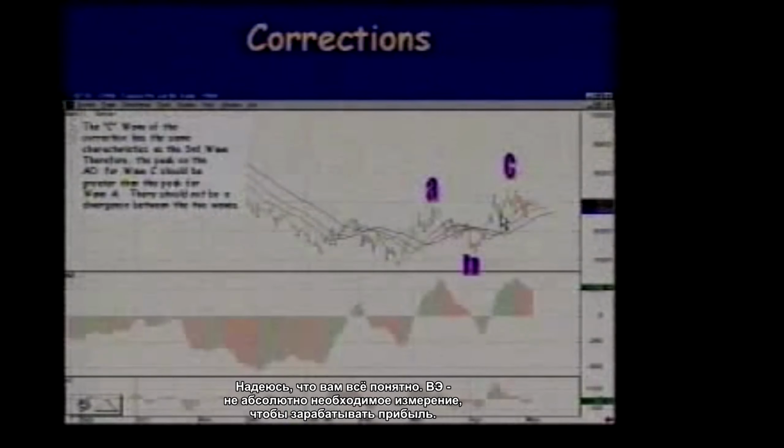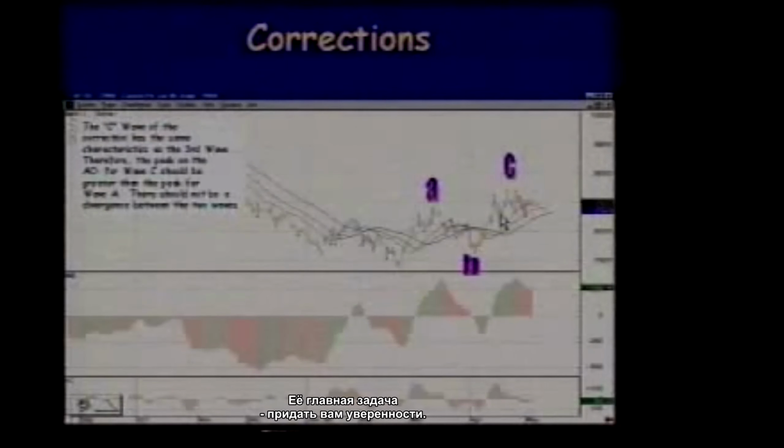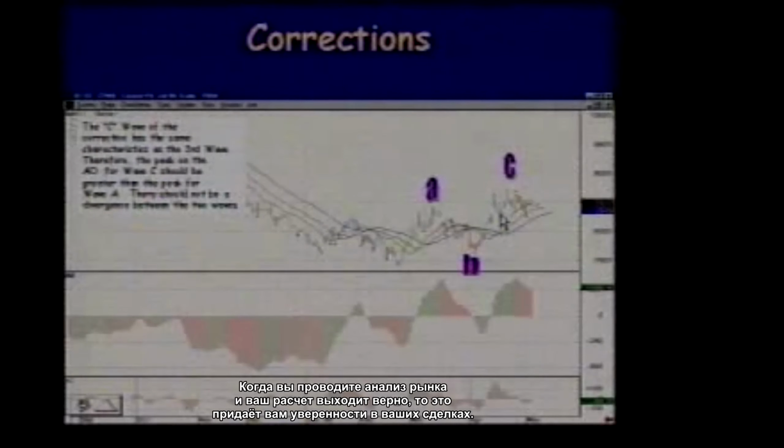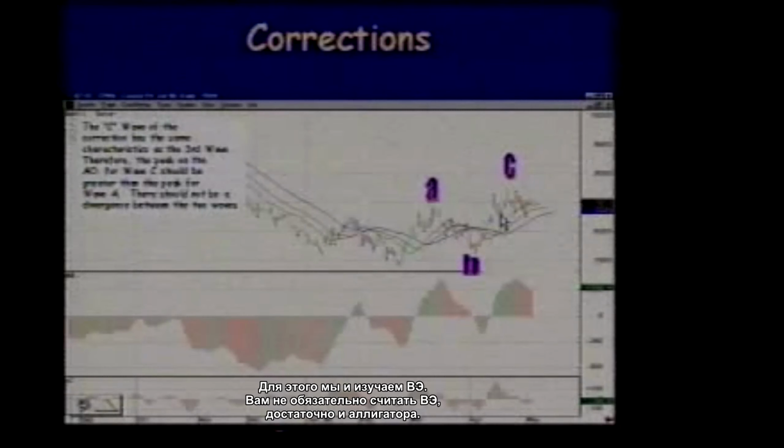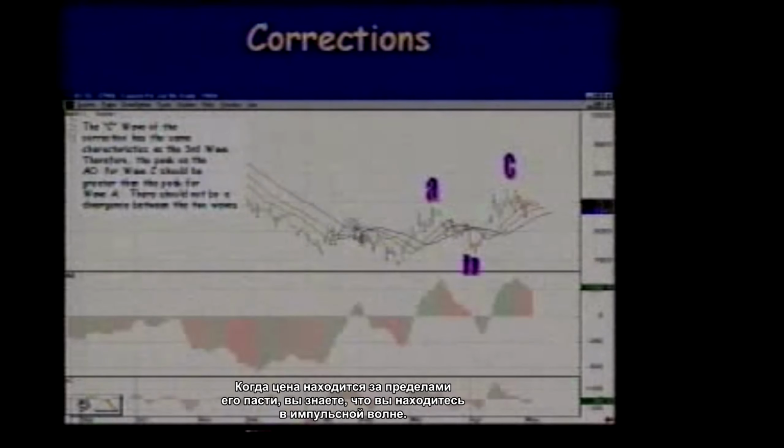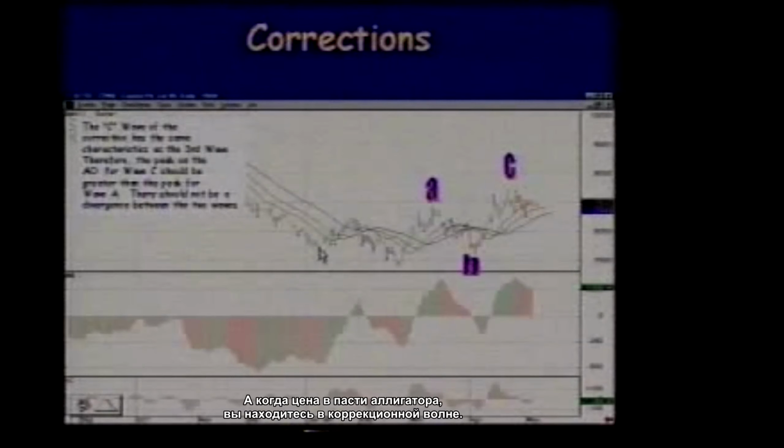The Elliott wave is not absolutely necessary to make profit. The main purpose of the Elliott wave is it gives you confidence. So when you analyze a market and it comes out the way that you expected it to, it gives you the confidence to put on the trades. And that's what we're here for, and that's why we're learning the Elliott wave. You don't have to have it because you can trade the alligator. Anytime the price is outside the alligator's mouth, you know you're in an impulsive wave. When it's inside the mouth, you know that you're in a corrective wave.